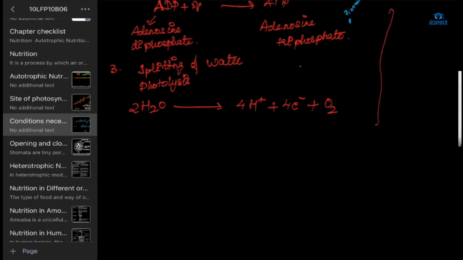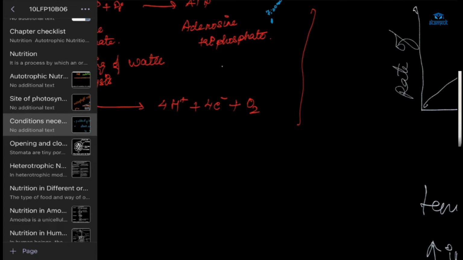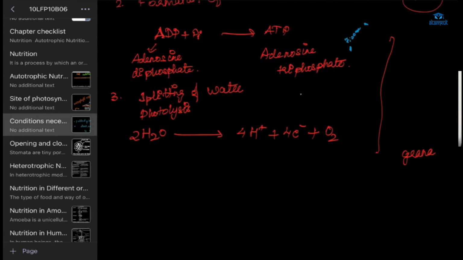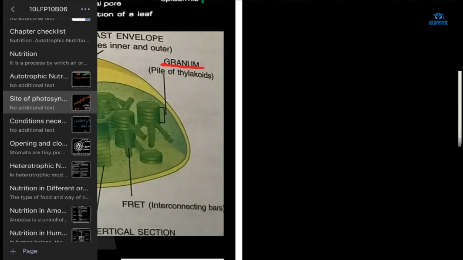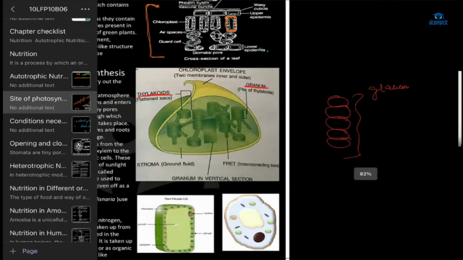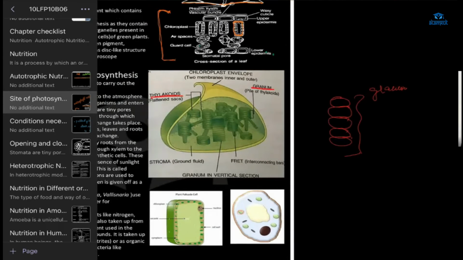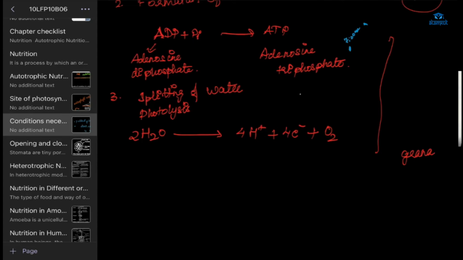This occurs in the granum. We saw it here, right? This place, this thylakoid. Here, this is our thylakoid. This pile of thylakoids is called granum. All this occurs here. Okay, understood? The products we are getting here are hydrogen, electrons, and oxygen.